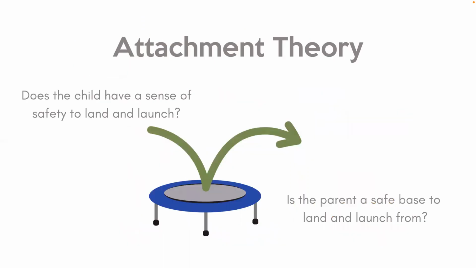Attachment theory is really about being that safe place for the child to land and launch from. So is the child asking and answering themselves, does the child have a sense of safety to land and launch with their caregivers when they're feeling stress, when they're feeling overwhelmed, when they're having bouts of distress? Are they able to bring it to their caregivers, reconcile that, be soothed, feel safe, feel seen and secure, and then launch back out into the world from them?